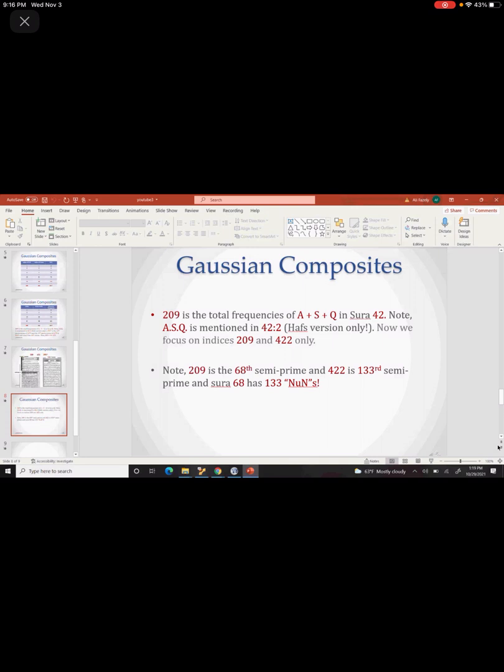But chapter 68 in the Quran has 133 noons in it. Again, that's a mistake in all of the Qurans. The spelling of the noon is supposed to be noon, waw, noon. You cannot just say noon, because that makes it 120, 132. This tells you it's supposed to be 133, according to the fact that chapter 42, verse 2 is Ain Sin Qaf. This comes directly from that.